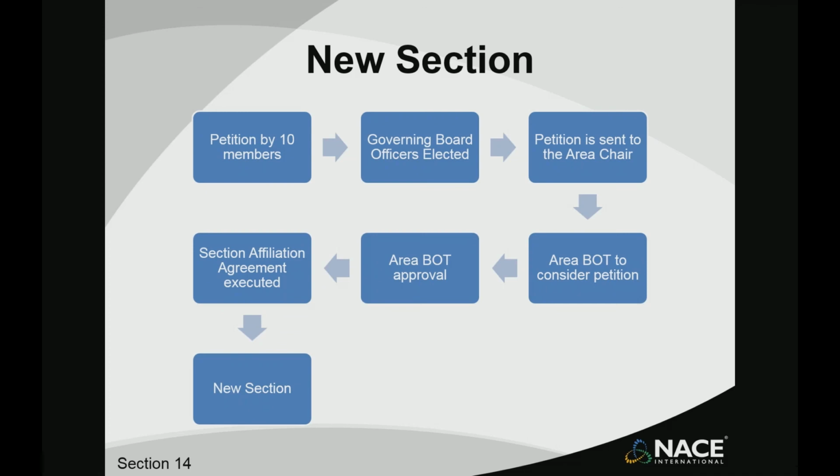This petition is then sent to the area chairman. The area board of trustees will consider the petition. And again, this can be fast-tracked instead of waiting for the face-to-face meeting. This can be done via conference call. Upon approval by the area board of trustees, a section affiliation agreement must be executed. Once the executed agreement is turned in to headquarters, then the new section will be formed.